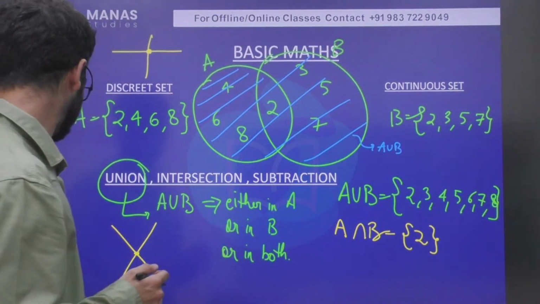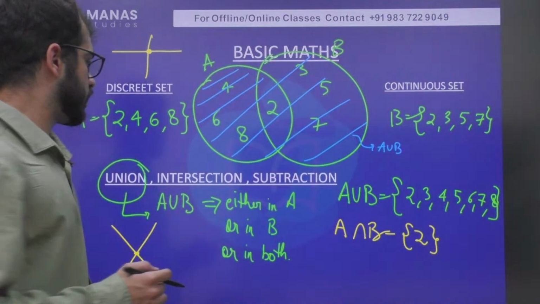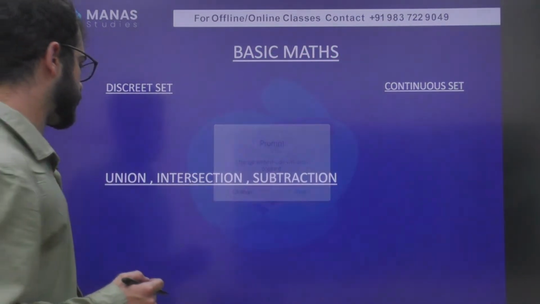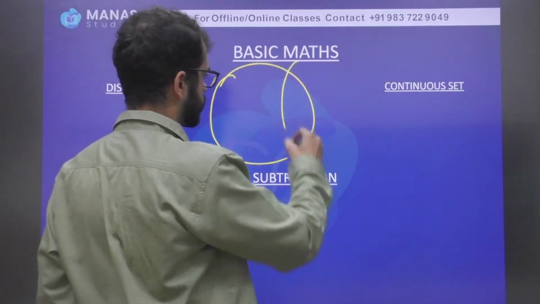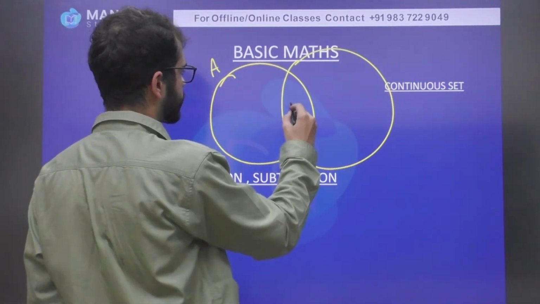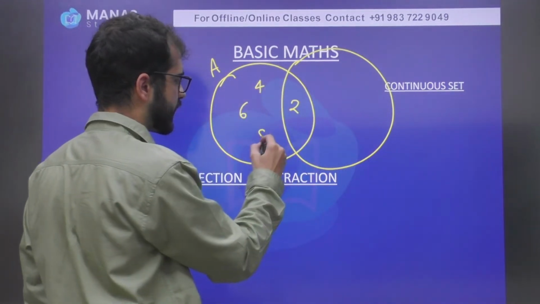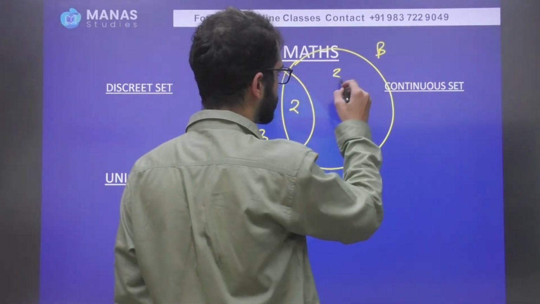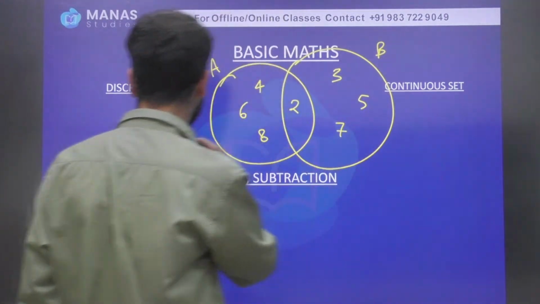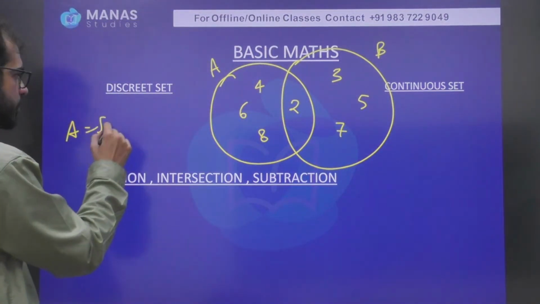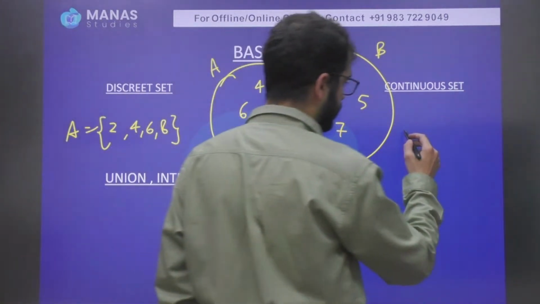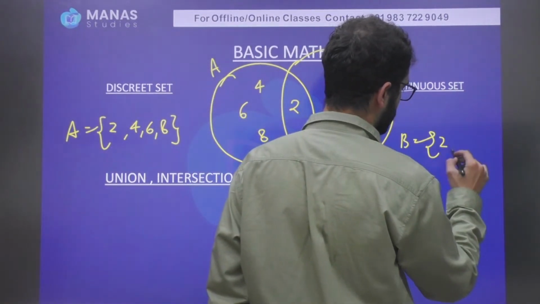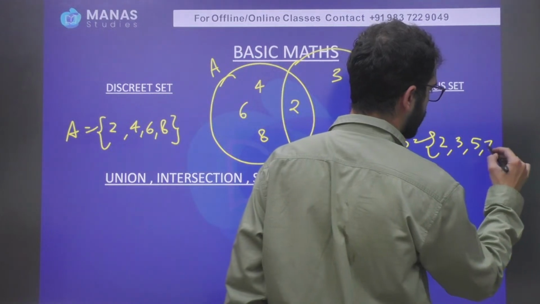The third point is subtraction. Let's try to understand what does that mean. Again, I'll take the same example since it was a good one. So A comprises of elements 2, 4, 6, 8. B is also comprising elements 2, 3, 5, 7, just like the previous case. So A can be written as 2, 4, 6, 8. And B can be written as 2, 3, 5 along with 7.